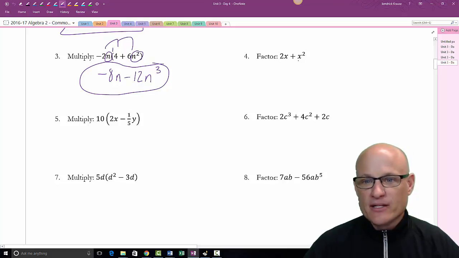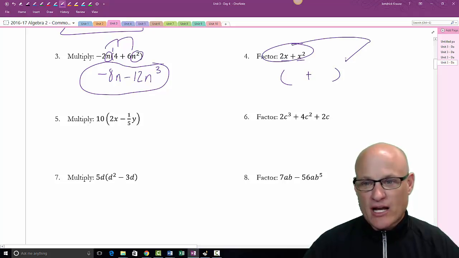What do they have in common? They have an x in common. So as soon as I know I'm going to factor, I put down a binomial. I have to have a binomial inside the parentheses when I finish. When I take the x away from there, I get left with 2. And when I take an x away from there, I'm left with x.